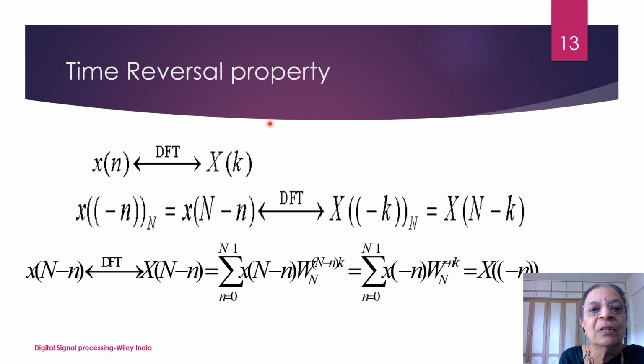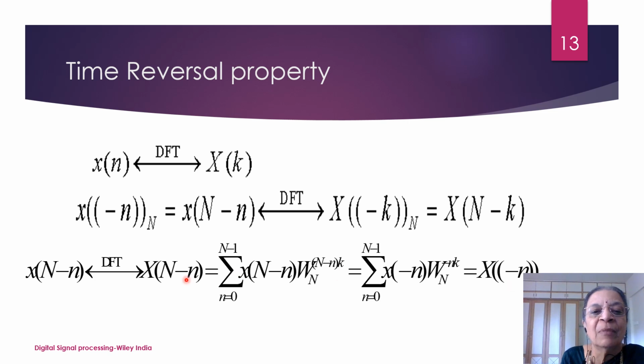Then we come to time reversal property. What is time reversal? If it is x(n), I write it as x of minus n. That is the time reversal property. But we are considering that to the base N, this indicates that this is periodic with period of capital N. So in that case, x of minus n can be written as x of N minus n. So how will it transform? It will transform to X of minus k, that means it will transform to X of N minus k. Right. So x of N minus n transforms to X of N minus k.